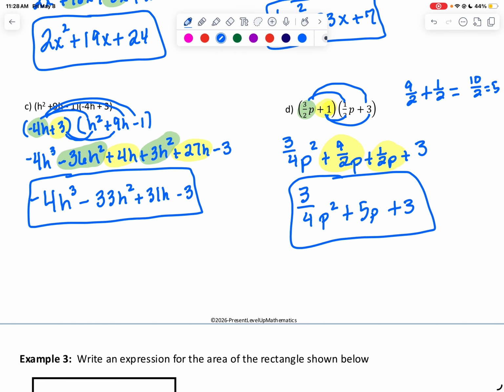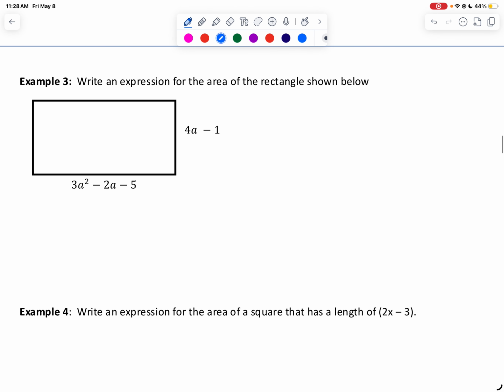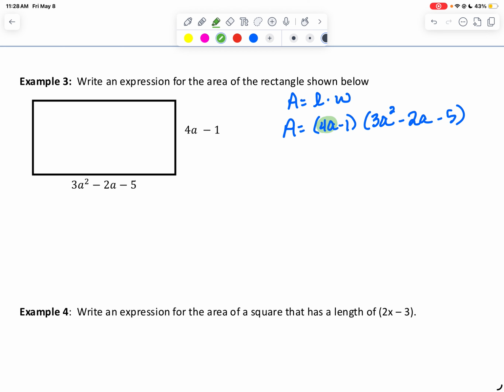All right, now let's look at some application problems. In example 3, it says write an expression for the area of the rectangle below. So we know from previous grades that area of a rectangle is length times width. And so to find our area, I'm going to multiply, I like the smaller polynomial to come first, 4a minus 1 times 3a squared minus 2a minus 5. So again, just like last time, I'm going to take this first term and multiply it by everything in the first parenthesis. Now what I'd like you to do is pause the video and try this problem on your own.